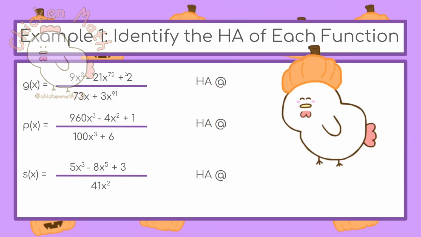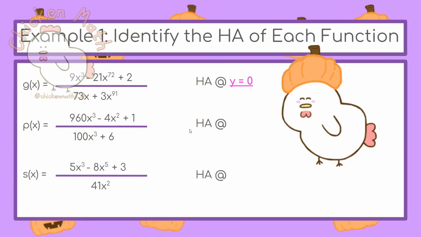So the degrees that we're looking at are 72 and 91. Now, 91 is greater than 72, which tells us that the denominator's degree is greater than the numerator's degree. So our horizontal asymptote will be at y equals 0. So curves on this g of x function will be approaching the line y equals 0. All right, next we're going to be looking at p of x.